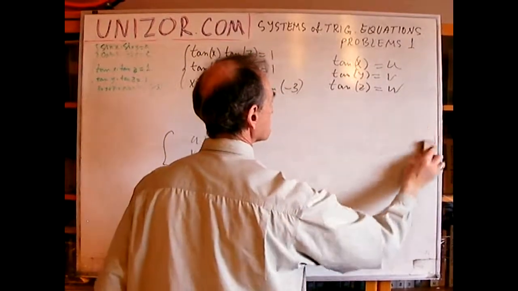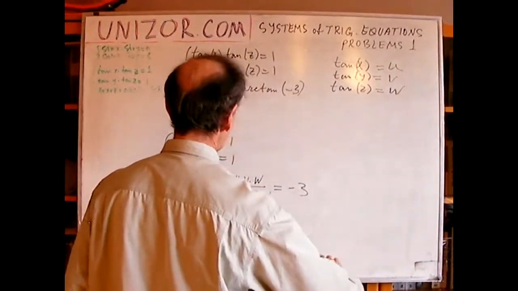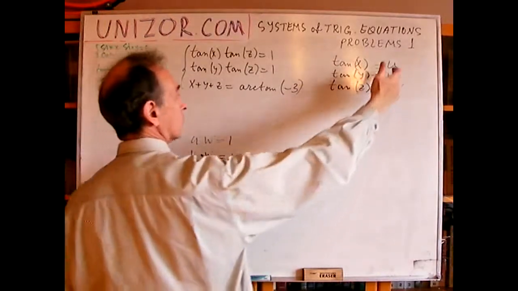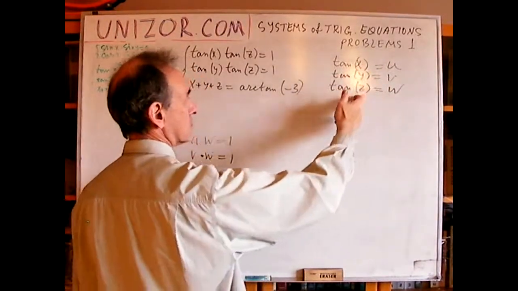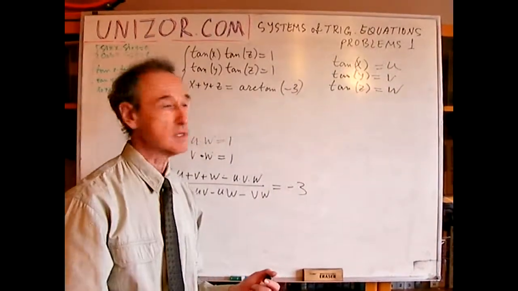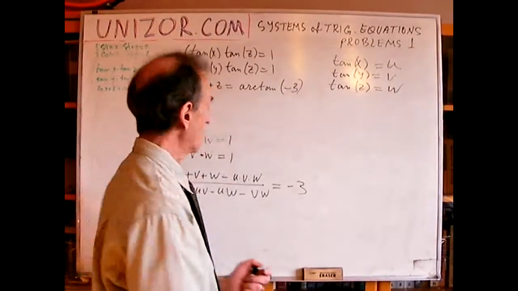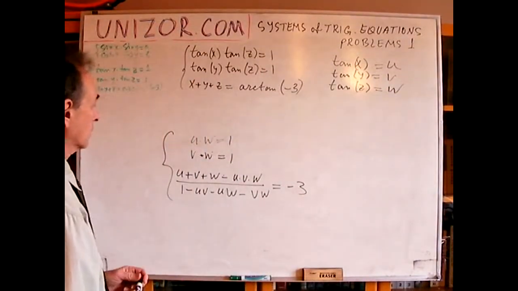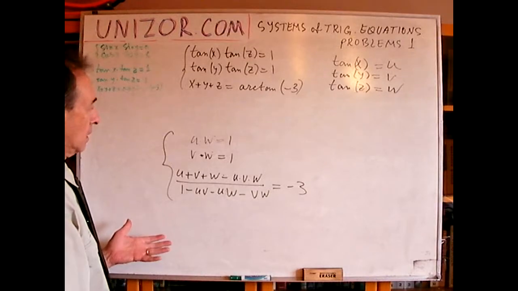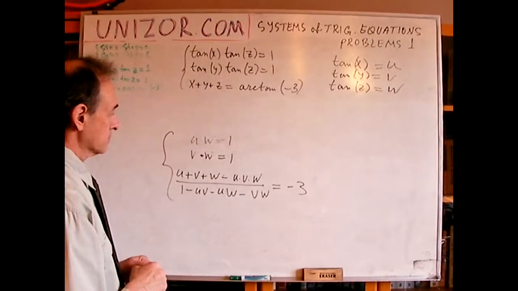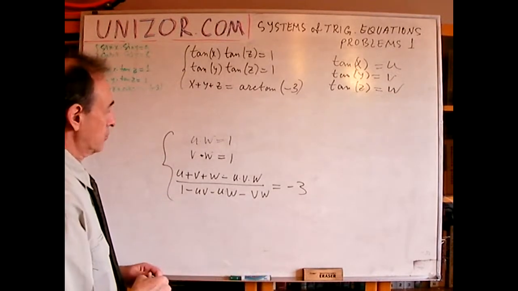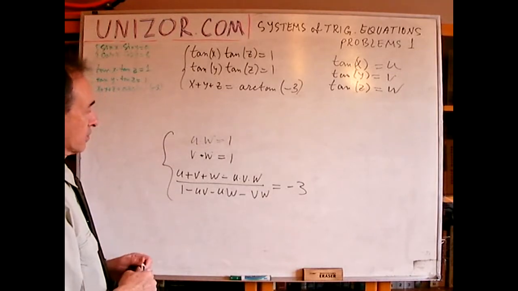Now let's see if we can solve it. Because if we can, then from u, v, and w we'll just know how to derive x, y, and z from each of these, right? Okay, so what's my proposed plan to solve this particular system of equations?